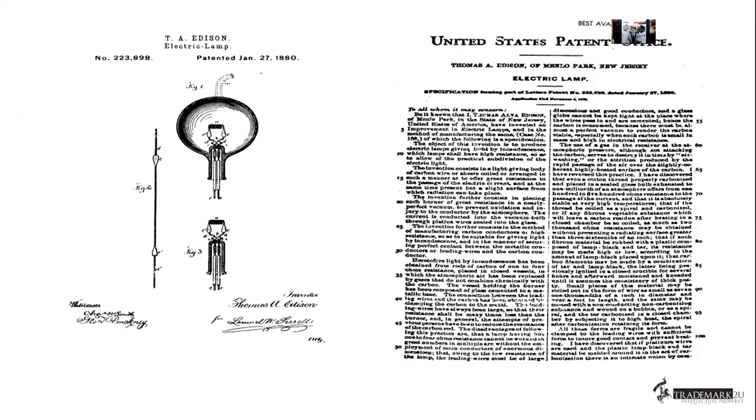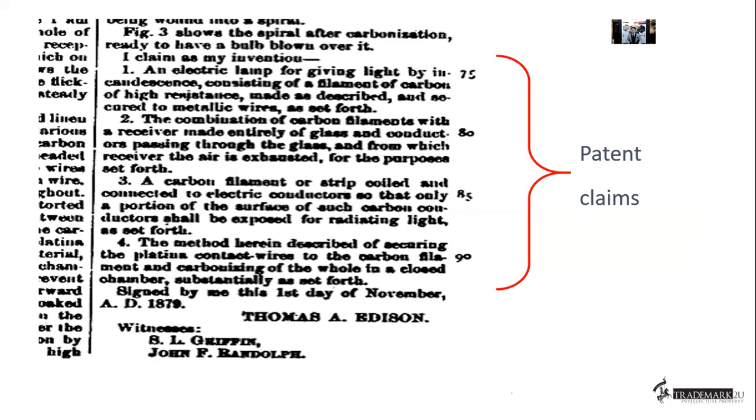So this is an electric lamp, you know, invented by who? Thomas Edison, all right? It's a very old patent from the 1800s, okay, 1880. So this one is a very old patent, all right? I just want to show it to you, okay? So this is the claim, you see? This is an example of the patent claims. I claim as my invention an electric lamp, blah, blah, blah, blah, blah, blah.